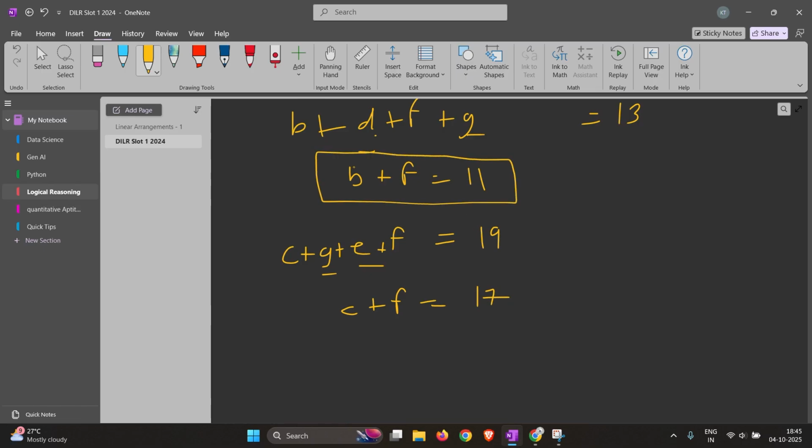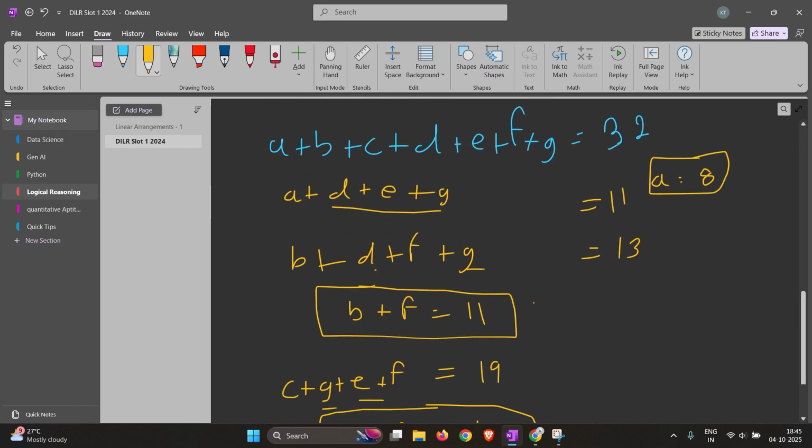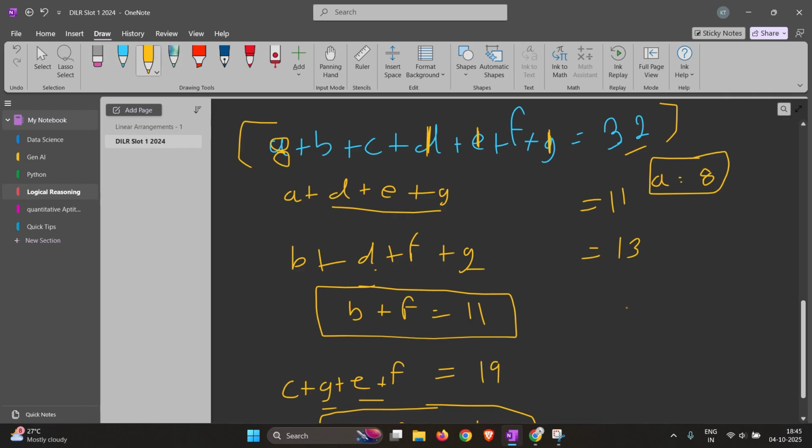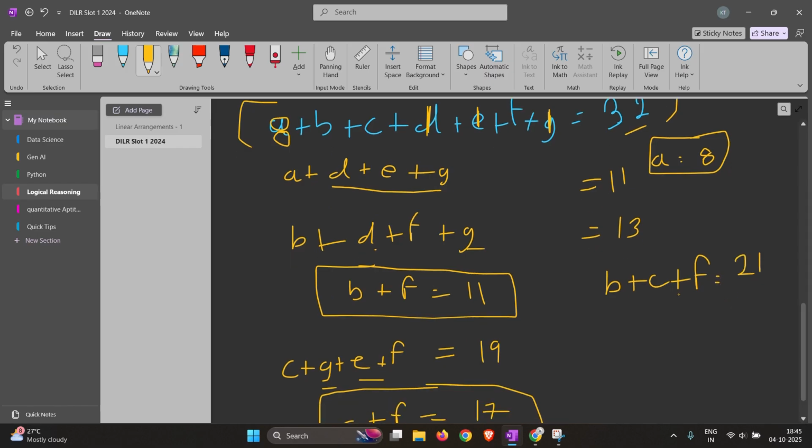So now we have these two equations. And we can also simplify this equation a bit more because now we have a lot of values. We know that E is 1, G is also 1, A is 8, and D is also 1. So this gives us 8 plus 1 plus 1 plus 1, which is in total 11. So subtracting 11 from this side, we get 21. So B plus C plus F would equal 21.